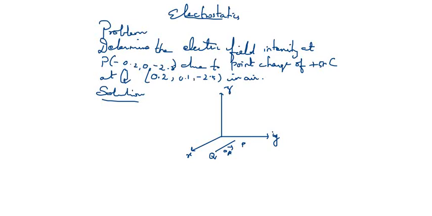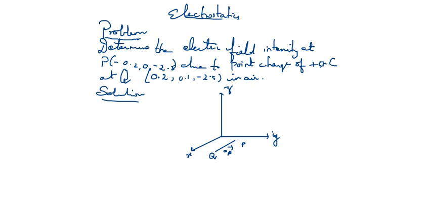So in electrostatics, we have seen the basics of electrostatics and also the different laws like Gauss law and Coulomb's law. And in the previous video, we have seen about the vector form of Coulomb's law. Now let us see a problem related to that.